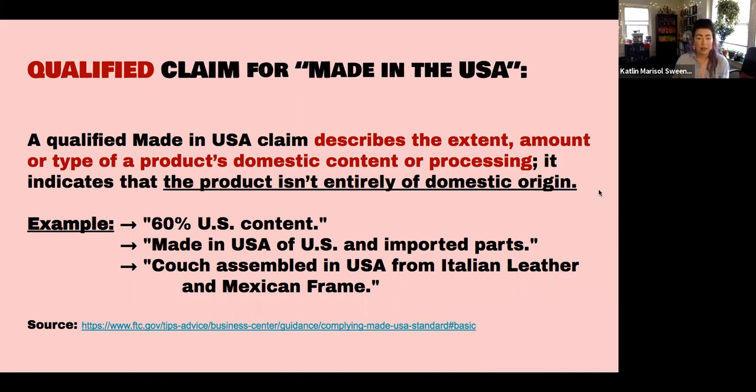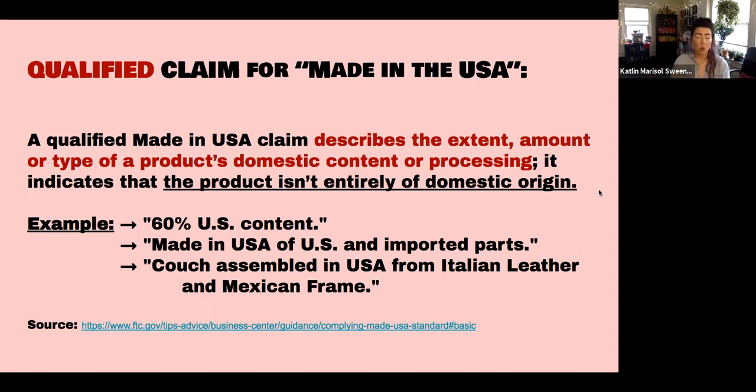So a qualified claim then is going to be a claim that is attentive to the extent to which something is American made, right? So it describes the extent, the amount, or type of a product's domestic content or processing. So it is very aware and clear about the extent to which, or the amount of which, the final product is made of US manufactured items and materials, okay?